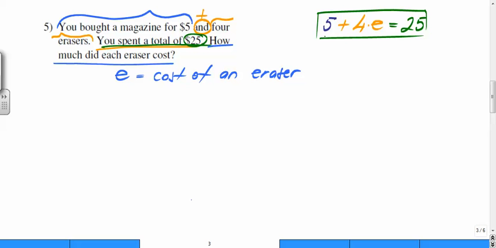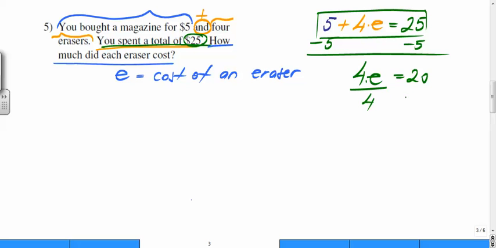To solve it, you can take off the $5 you paid for the magazine, and whatever is left is the cost of your 4 erasers, right? 25 minus 5 is 20. Now to find how much you pay for 1 eraser, they're kind of expensive. They're probably the fancy ones with the flavors and things, right? And colorful and whatever. Divide each side by 4, you have the cost of an eraser being 20 divided by 4, and that would be $5. Like I said, pretty expensive.